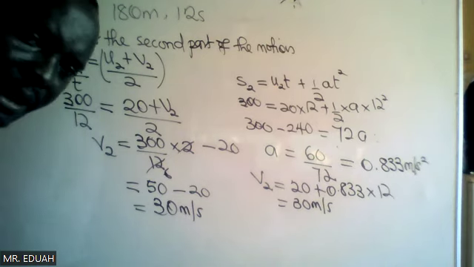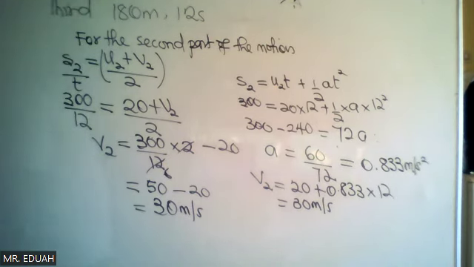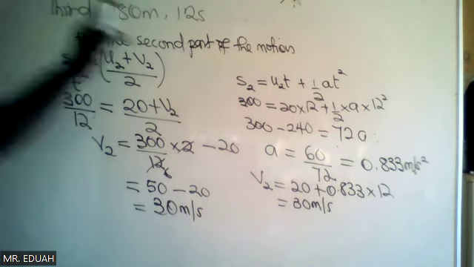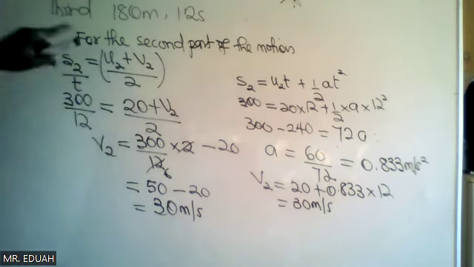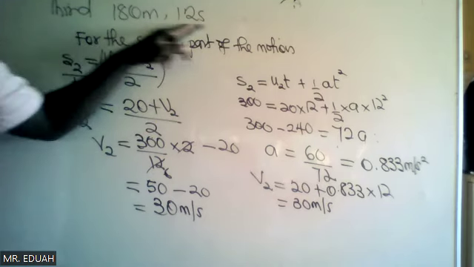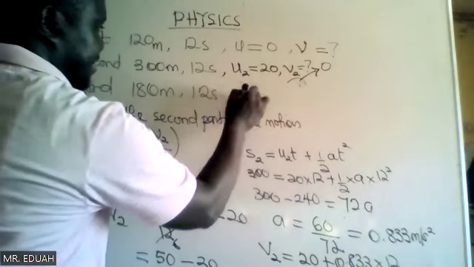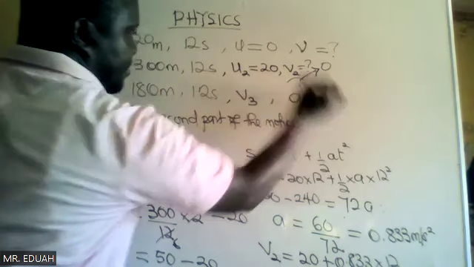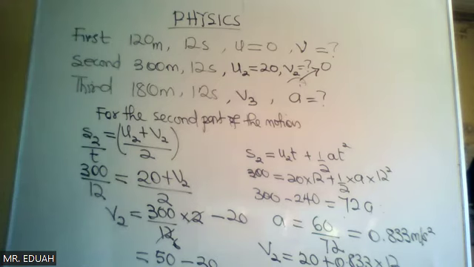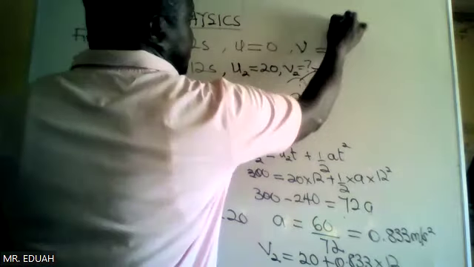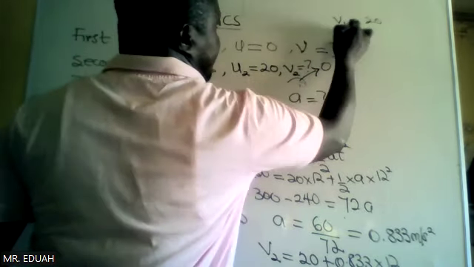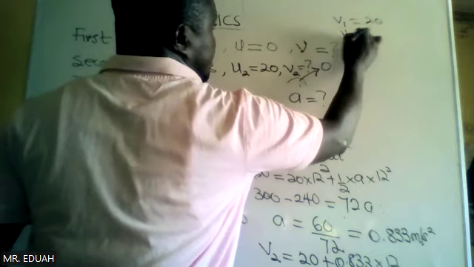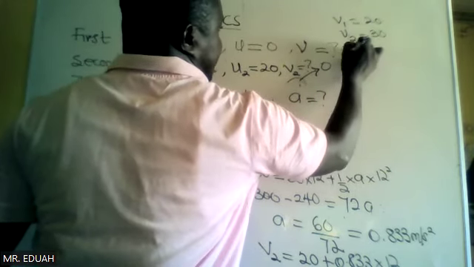Class, are we all following? Yes, sir. Okay, please, so go ahead and help me determine the final velocity for the third part of the motion, V3. And help me determine A, the acceleration. So V1 is 20, V2 is 30. Help me get V3.